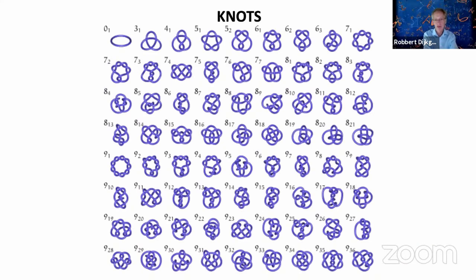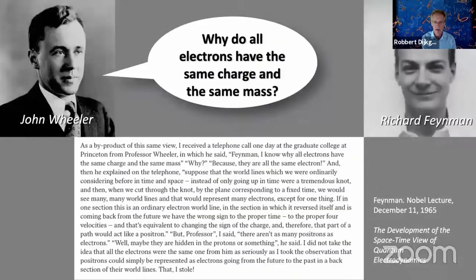Mathematicians study knots, topological knots. They want to classify them, and they basically have this set of all possible knots, and they want to distinguish them. And quantum field theory is perfectly set up to do so. This goes back to one of my all-time favorite anecdotes. Here is a little quote from Feynman's Nobel lecture, where he explains the anecdote.